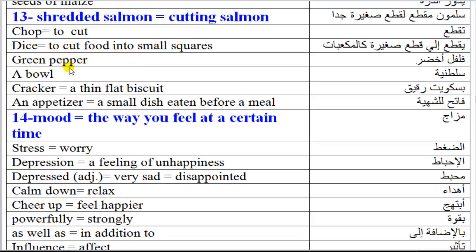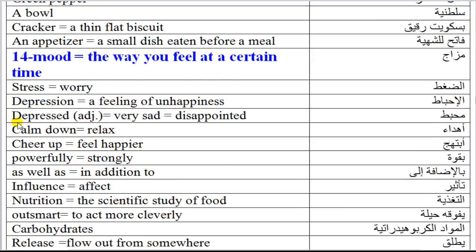Green pepper. Cracker. A thin flat biscuit. An appetizer. A small dish eaten before a meal. 14.